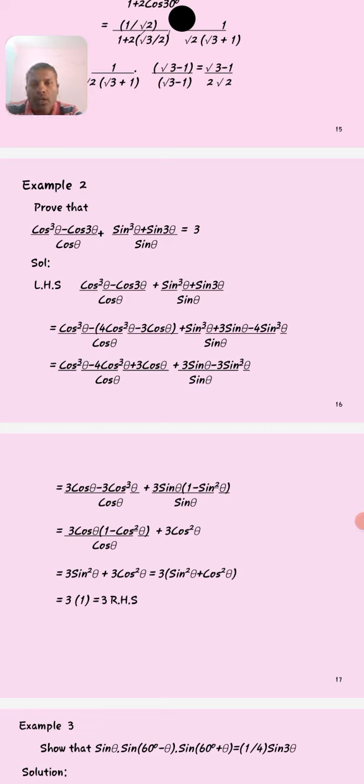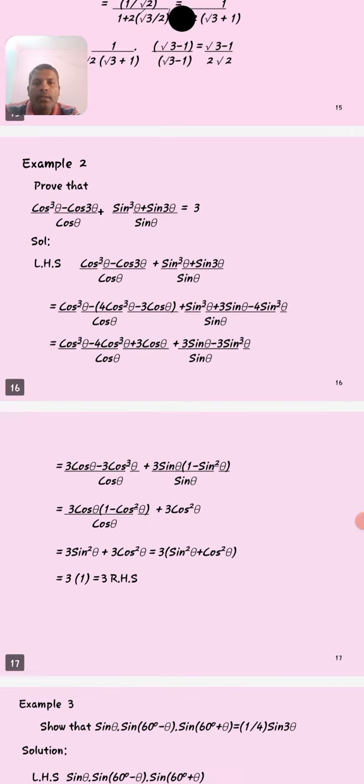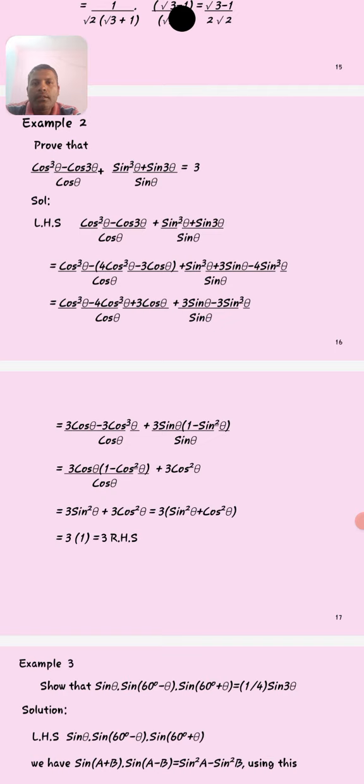That is equal to cos cube theta minus, what is the cos 3 theta formula? 4 cos cube theta minus 3 cos theta. We have to substitute here, plus sin cube theta, and also we know the sin 3 theta formula, 3 sin theta minus 4 sin cube theta. That total is divided by cos theta and sin theta. That is equal to cos cube theta minus 4 cos cube theta, minus into minus plus 3 cos theta, divided by cos theta, plus 3 sin theta minus 3 sin cube theta by sin theta. Here 3 cos theta minus, here cos cube theta is there, minus 4 cos cube theta is there.